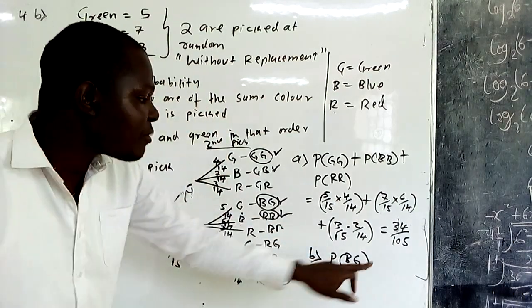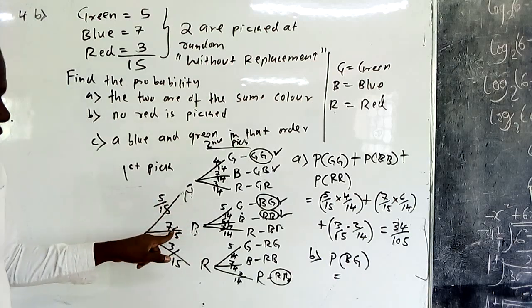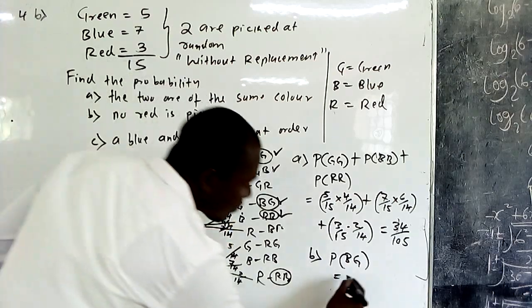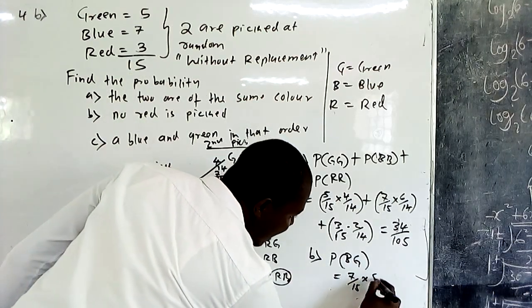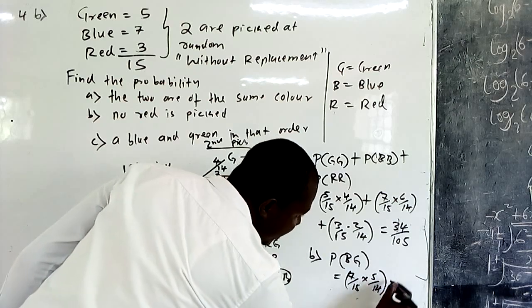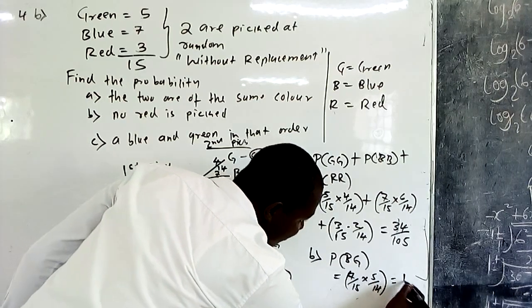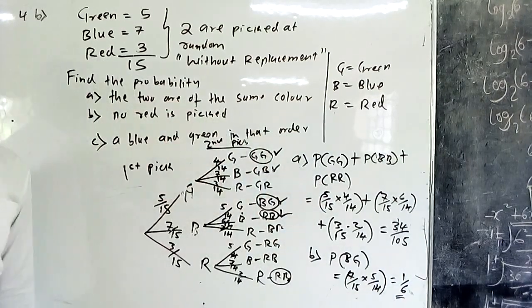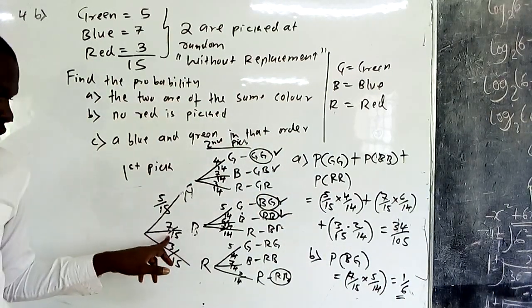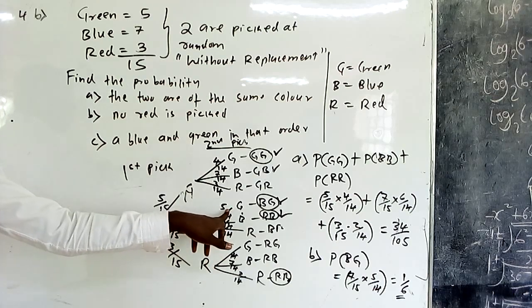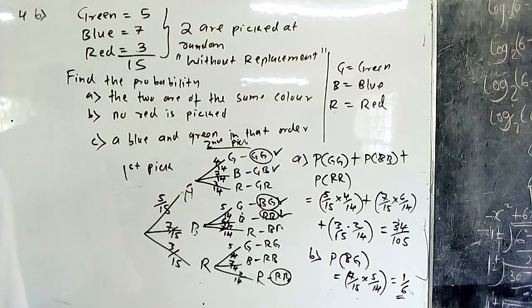So what do you get? B times G, 7 over 15 times 5 over 14, isn't it? So you get 1 over 6. Good. So your blue is 7 over 15, your green is 5 over 14. You get 1 over 6. And you've worked on that problem thoroughly. You get all the marks as required. Are we together?